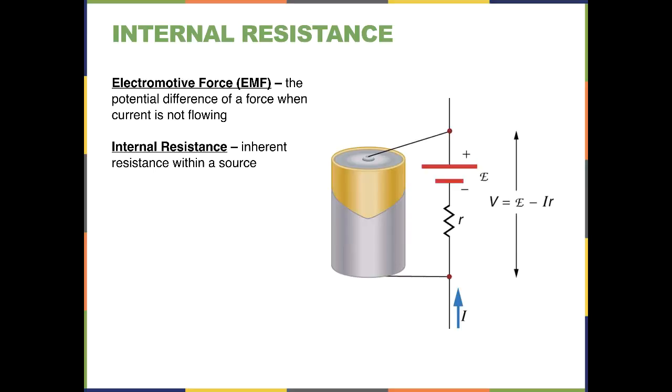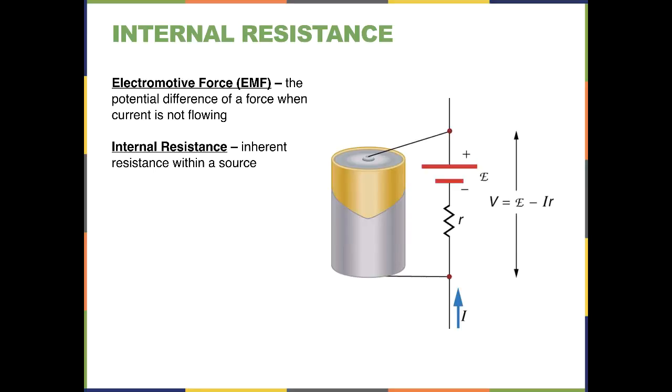The internal resistance is the resistance that's inherent to the source itself. In this case, it's shown as the battery. The important part is over here on the right, which is the formula that calculates the difference between the electromotive force and the actual voltage produced by the battery. The voltage produced by the battery is equal to its electromotive force minus the current times its internal resistance.